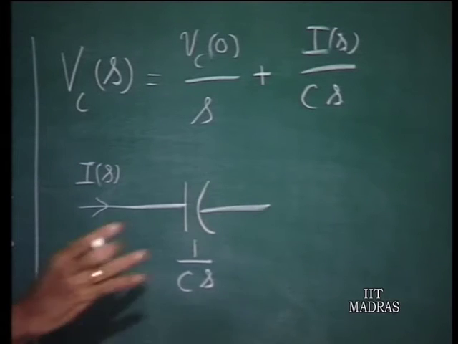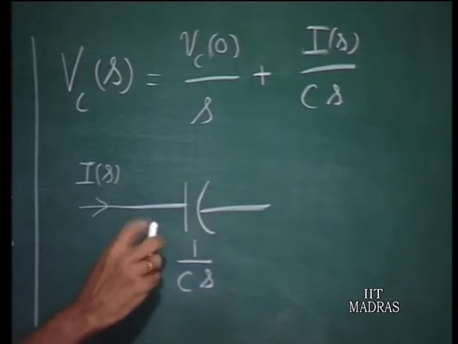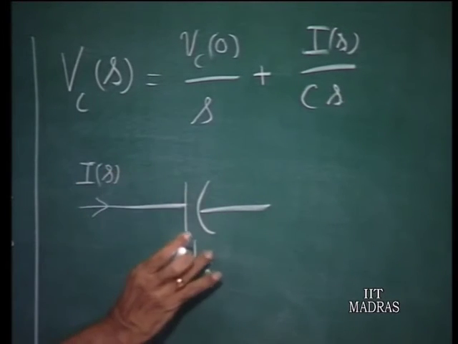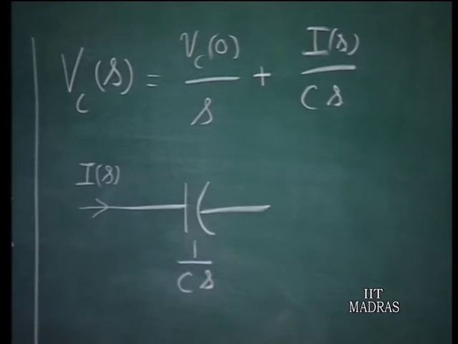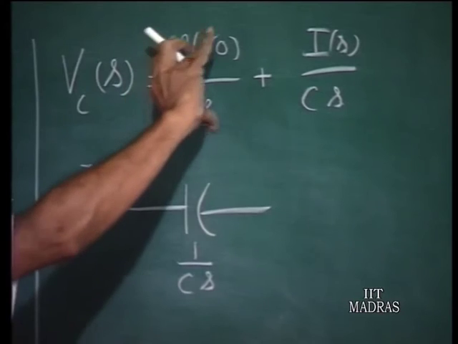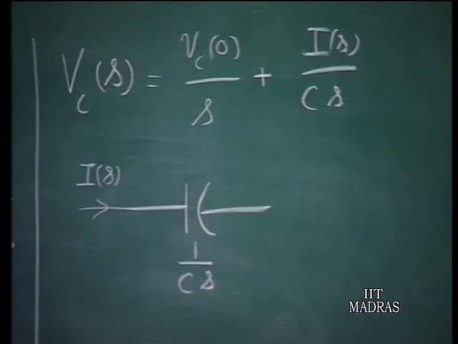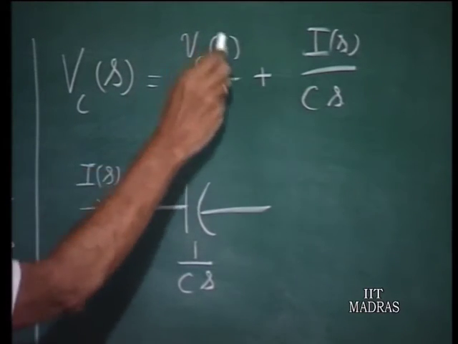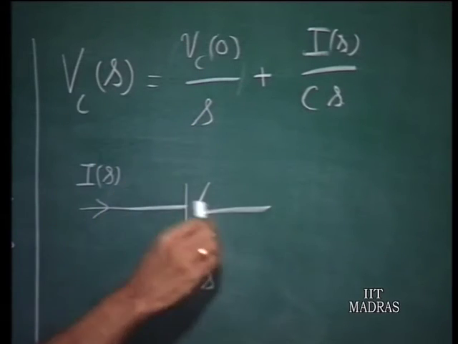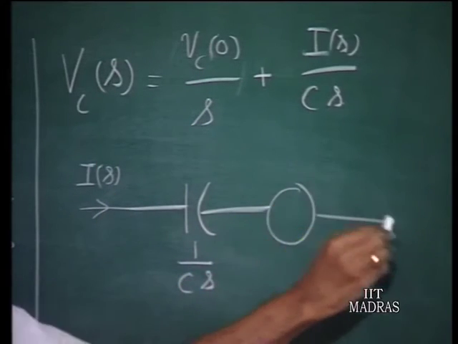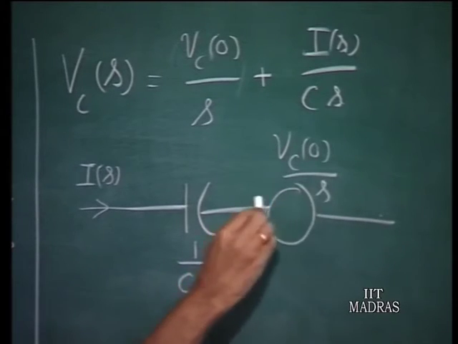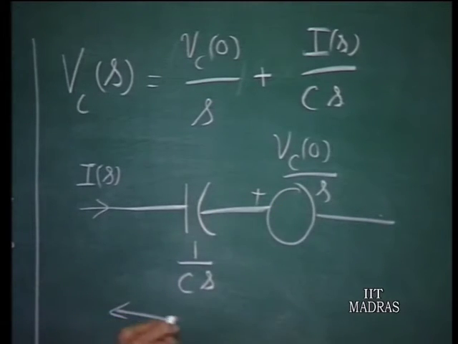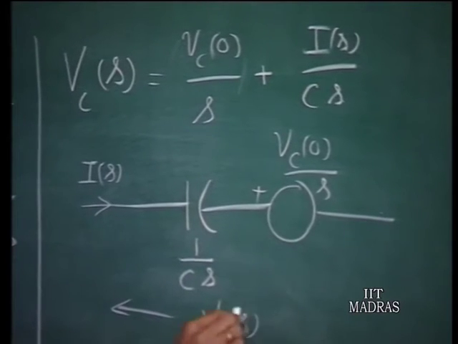Then, if this is the generalized impedance, it develops a voltage here which is Is times 1 over Cs. So, Vc of s is Is over Cs, plus you also have an additional quantity which does not depend on the current. Therefore, this can be considered a voltage source whose value is Vc0 over s, and this is the total terminal voltage across the capacitor.